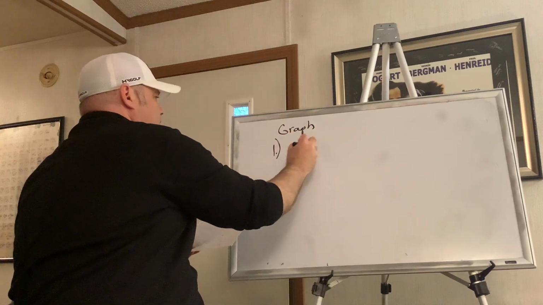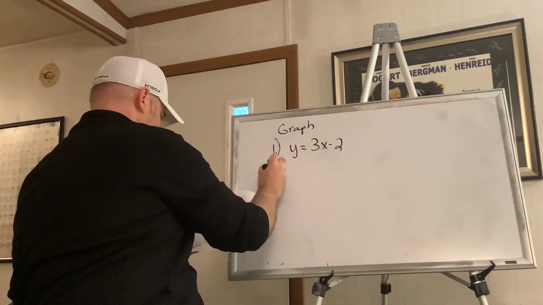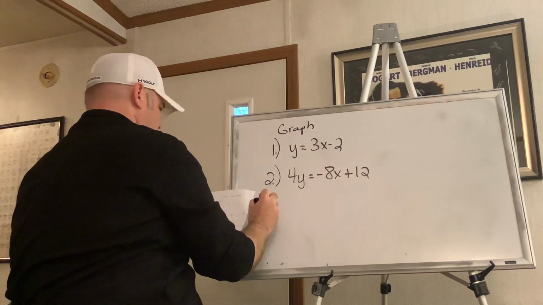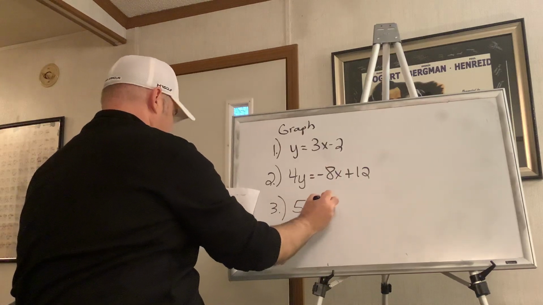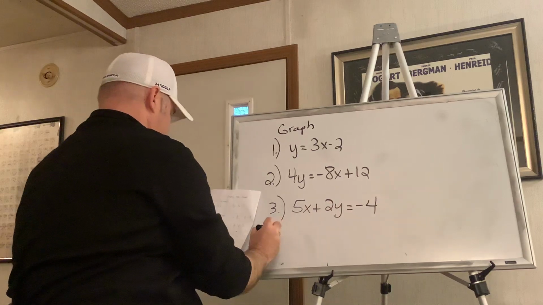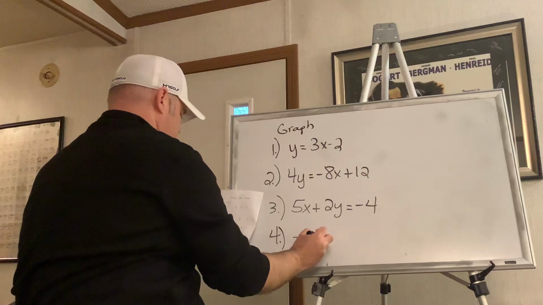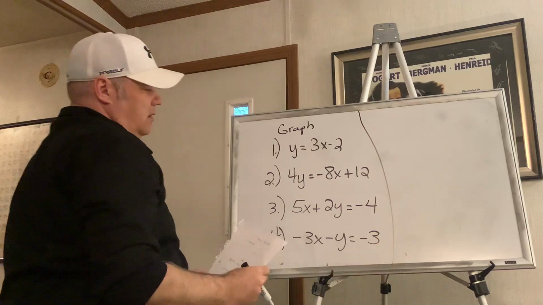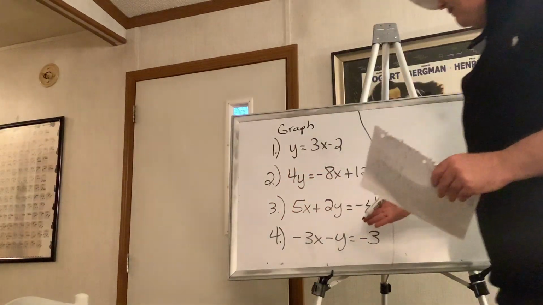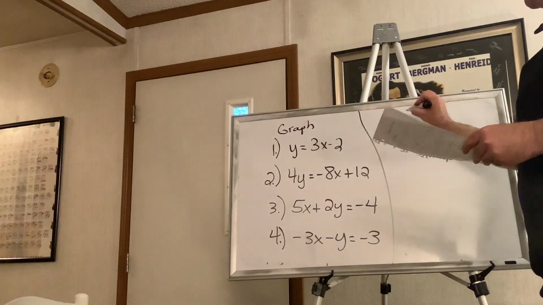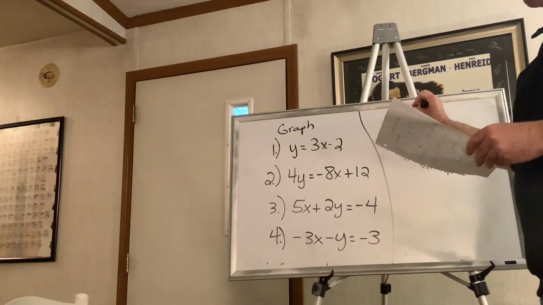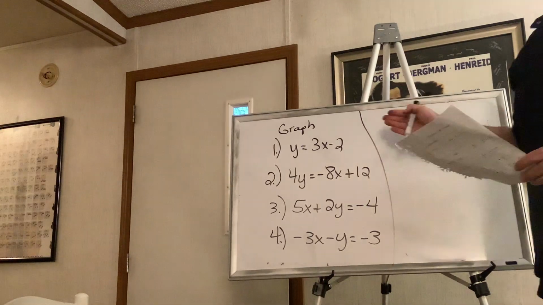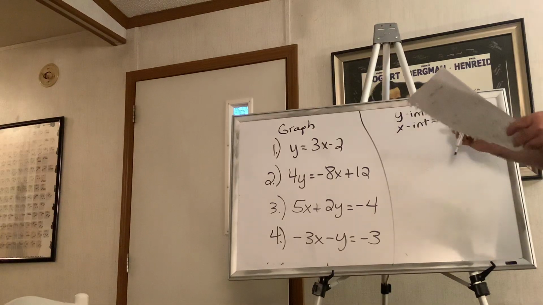y equals 3x minus 2. 4y equals negative 8x plus 12. 5x plus 2y equals negative 4. And negative 3x minus y is negative 3. So these you're graphing, and you're going to have to put them in y equals mx plus b form. And then for these, I want you to find the y-intercept and the x-intercept. You don't have to graph them. You just need to find the y-intercept and the x-intercept.